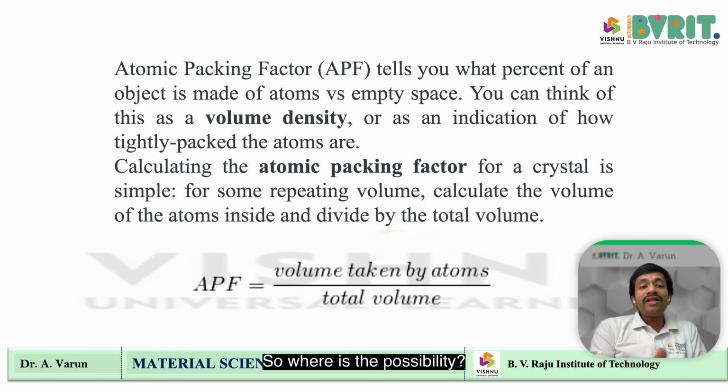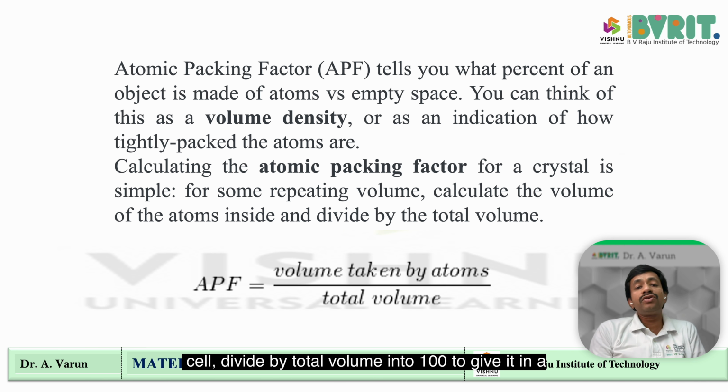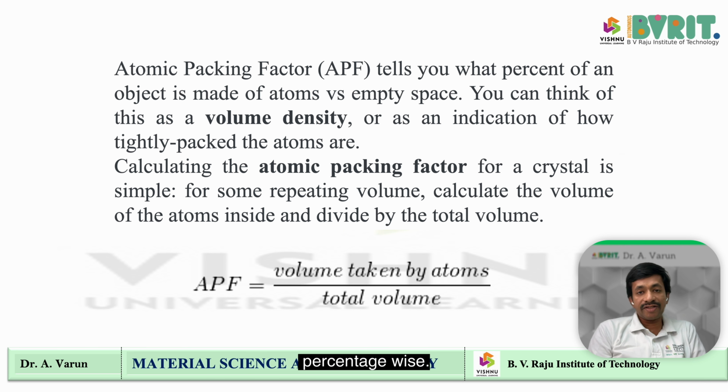So, where is the possibility? How much can be added into this unit cell? That inference we can get with the value of the atomic packing factor. This is generally measured as volume of atoms in a unit cell divided by total volume, multiplied by 100 to give it in percentage.